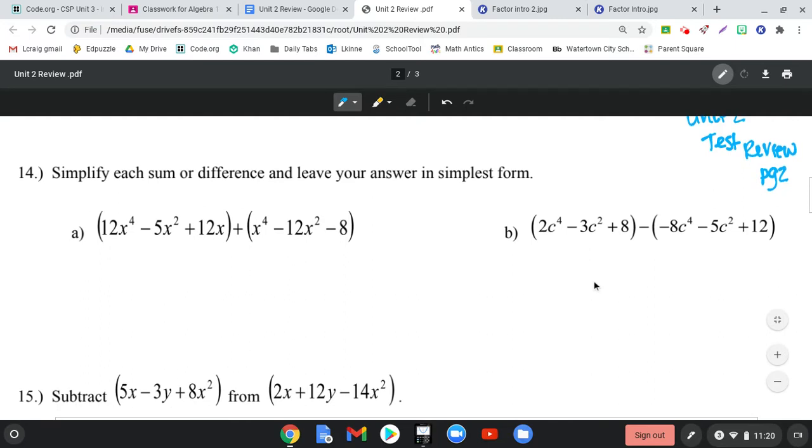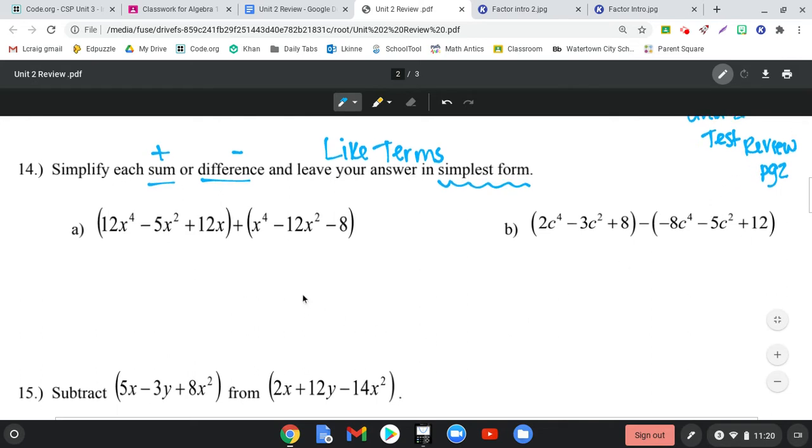We'll start with adding and subtracting, sum or difference. So sum we add, difference we subtract. Leave your answer in simplest form or standard form. And just remember, when you're adding or subtracting, you're just combining like terms. You're not adding or subtracting any exponents.